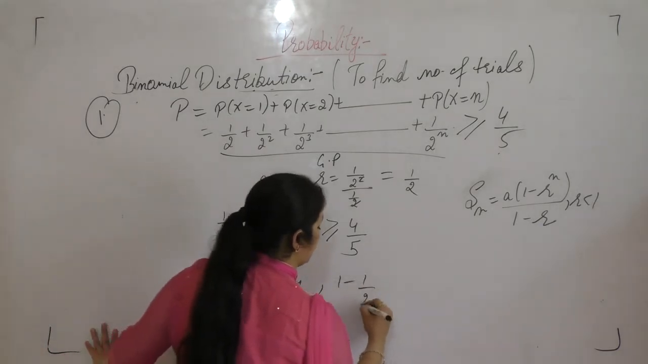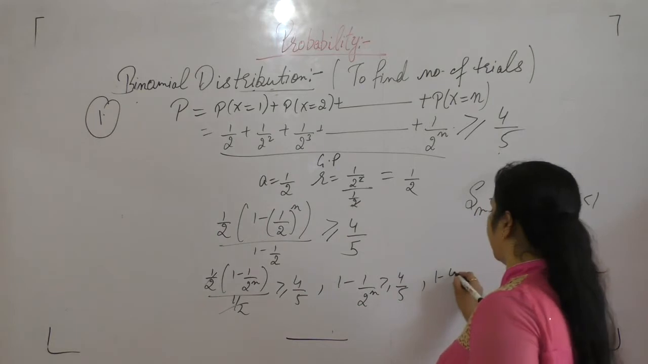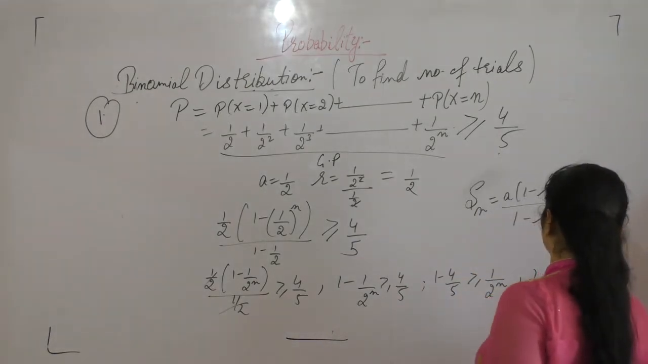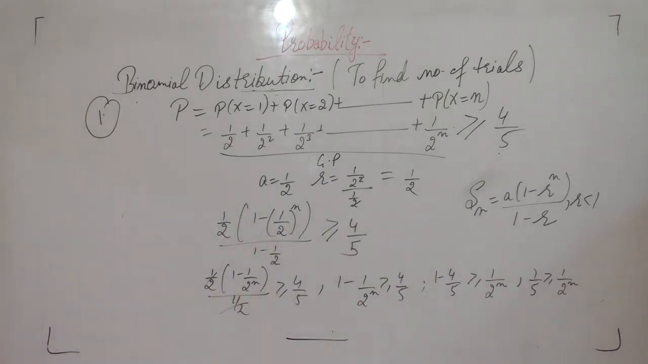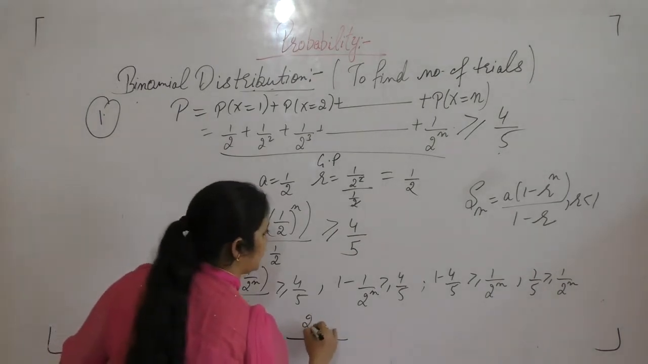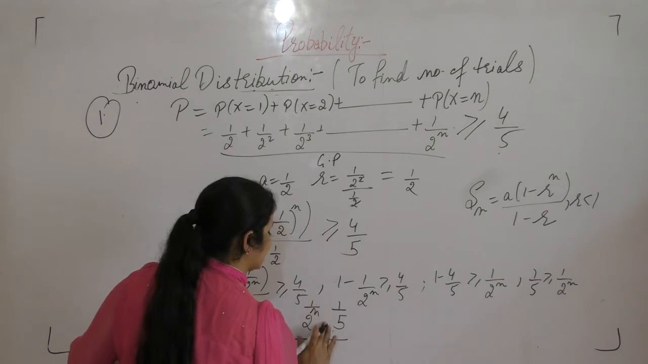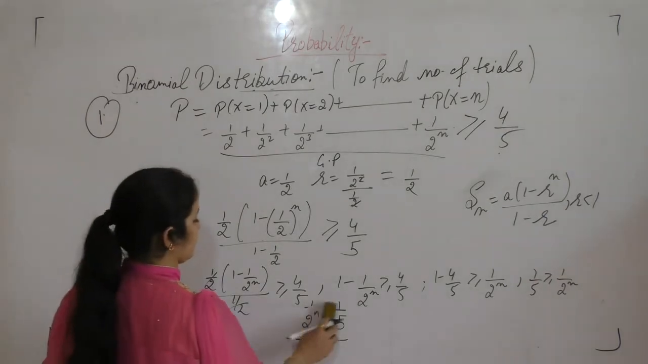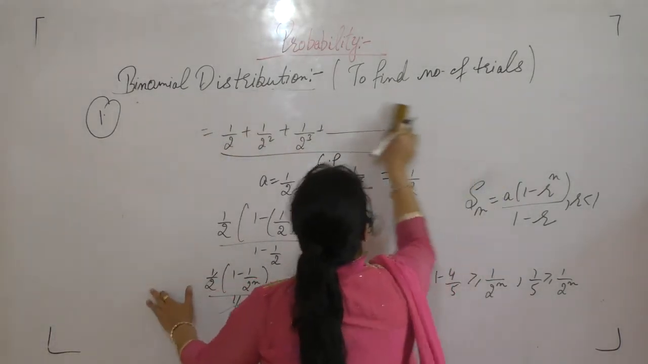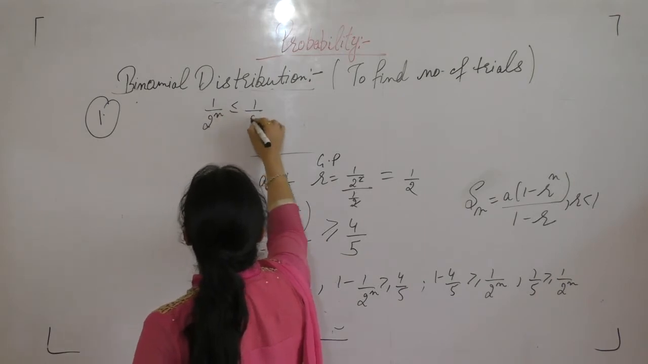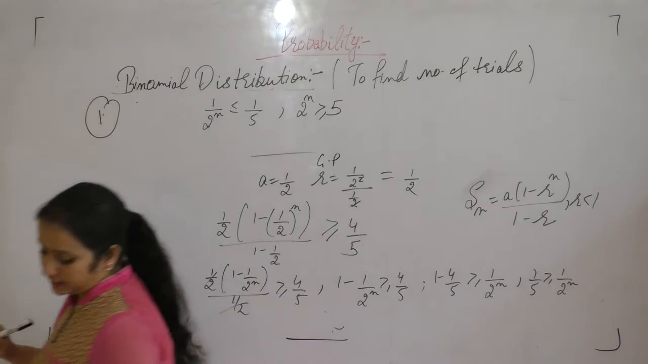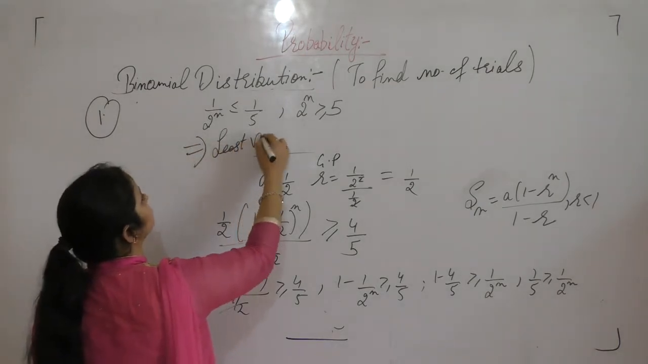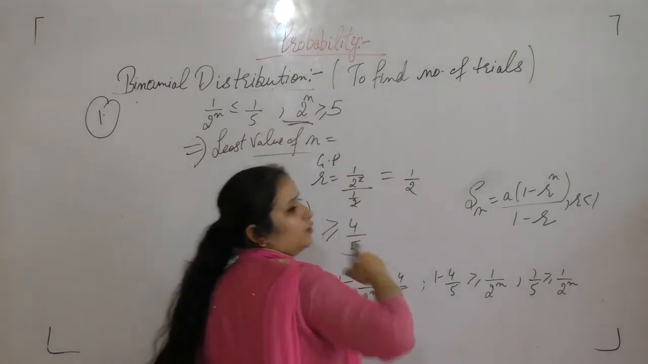So 1 minus 1 upon 2 power n is greater than or equal to 4 by 5. So 1 minus 4 by 5 is greater than or equal to 1 upon 2 power n. 5 minus 4, 1 by 5 is greater than or equal to 1 by 2 power n. Or we can say that 1 upon 2 power n is less than or equal to 1 by 5, or 2 power n is greater than or equal to 5, which implies the least value of n is when this value is greater than or equal to 5.